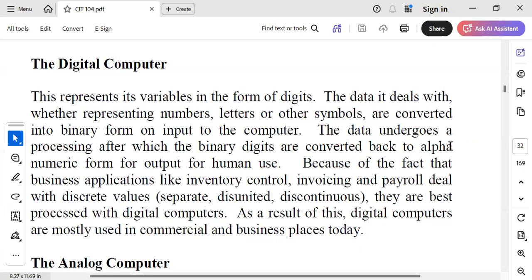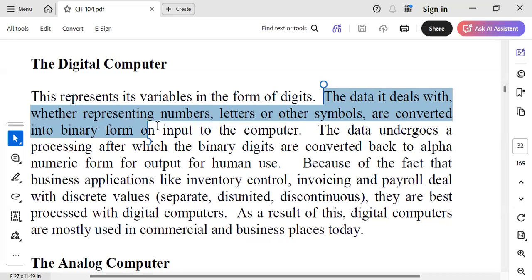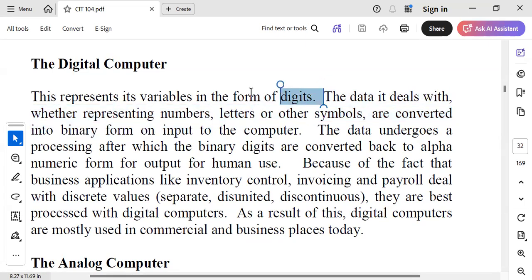Okay, your topic sentence is: digital computer represents its variables in the form of digits. It's at the beginning. When that was mentioned, they started developing what they meant by that. That was when they said the data it deals with, whether representing numbers, letters, and so on, will later be converted to binary digits. So this is the topic.